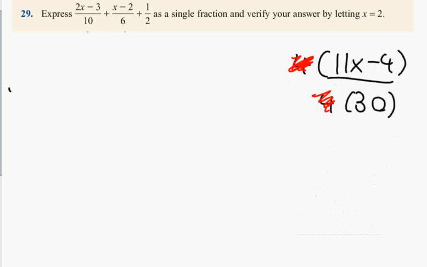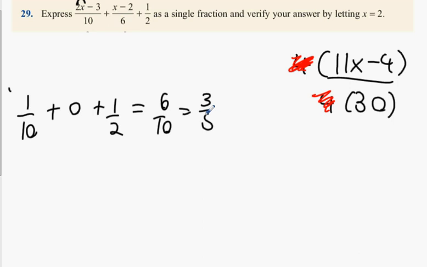What we're going to do next is substitute in 2. 2 times 2? 4. 4 take away 3? 1. 1 over 10. 2 minus 2? 0. 0 divided by 6? Still 0, isn't it? Plus a half. What's a tenth plus a half? 6 over 10, which is 3 over 5.